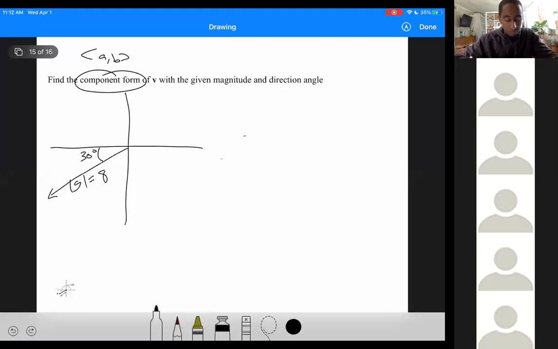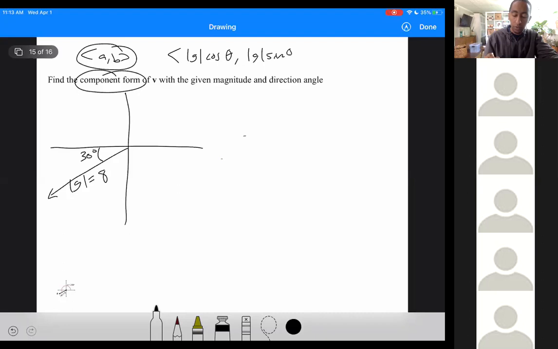So what we should have remembered is that for the component form, which is a comma b, if you have an angle and you have magnitude, it would be best to use the magnitude of the vector times cosine and magnitude times sine.